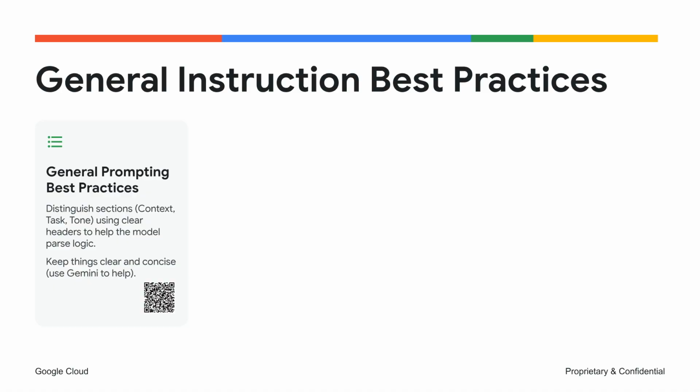When writing instructions, consider these general best practices. Firstly, assign a clear persona. Structure prompts with clear headers like context, task, and tone. Define logical step-by-step actions or set explicit constraints to control the agent's behavior and outputs. You can use Gemini to help. The QR code on screen links to the Gemini 3 prompting guide.